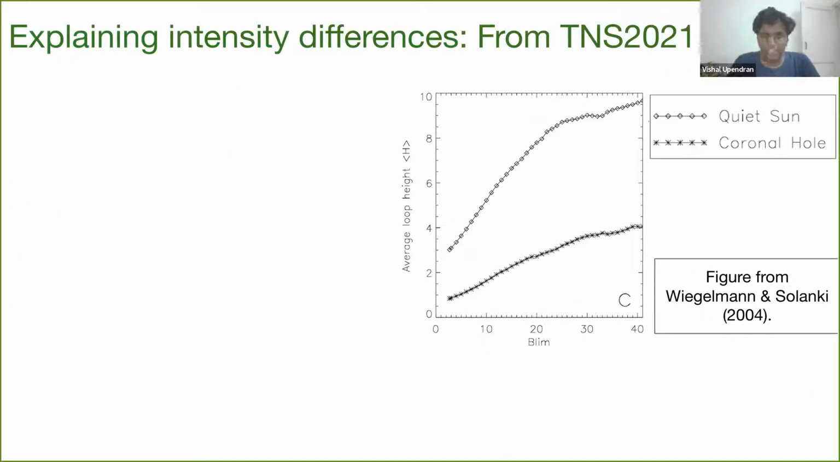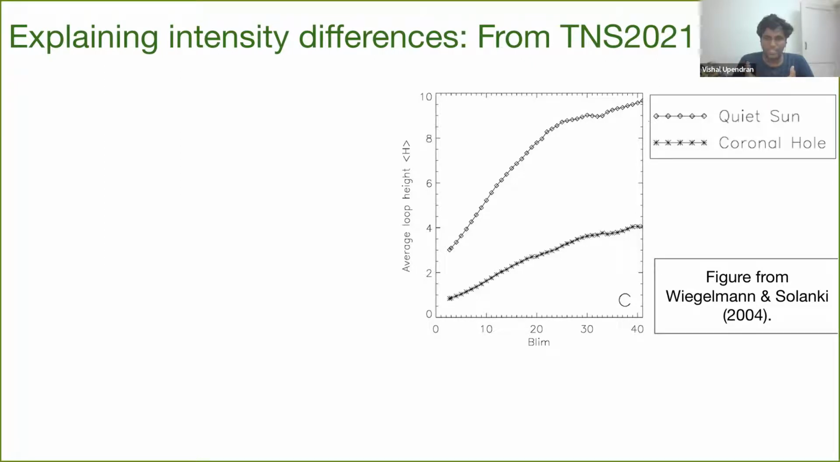Now, the intensity differences is something that was explained by Durkesh in his paper with Nived and Sami Solanki. So what they do is basically they look at this result from Wiegelmann and Solanki. What this plot tells is that if you consider a threshold of magnetic field, you assume there's a lot of closed loops, and you ask what the average loop height and loop length are in the quiescent and coronal hole for different thresholds of magnetic field, and they find that the average loop height is larger in quiescent when compared to coronal hole.